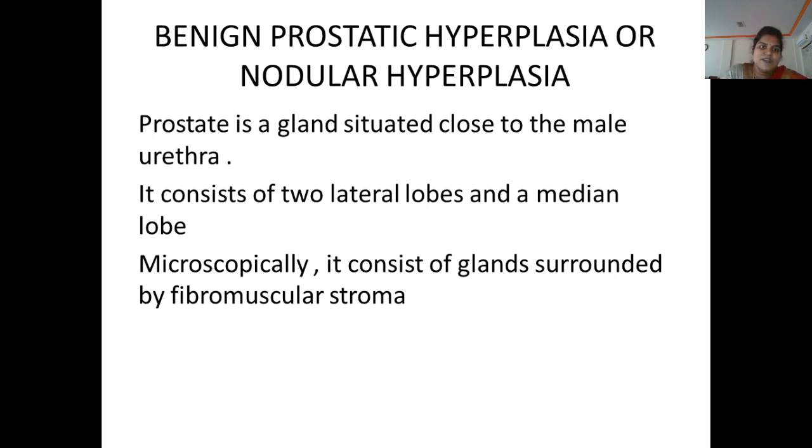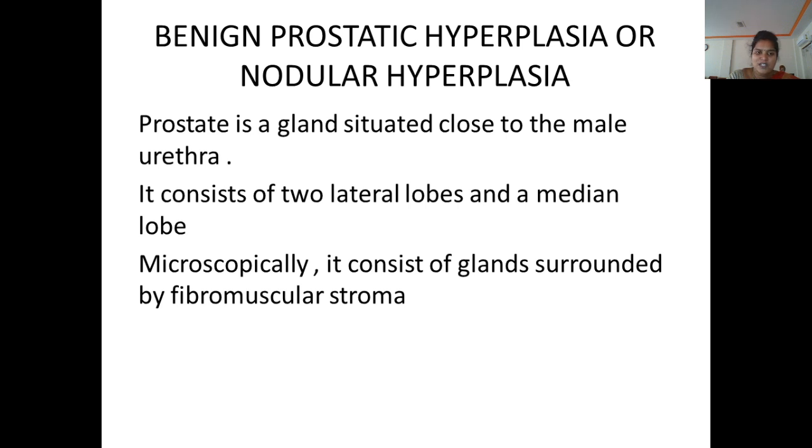So yesterday in med-surg class we had seen benign prostatic hyperplasia, also called nodular hyperplasia. We had seen the picture, no? The prostatic gland is situated close to the male urethra, and it has lobes: the lateral lobes and the median lobe. Like the apple picture you saw, there are lateral lobes and median lobes.